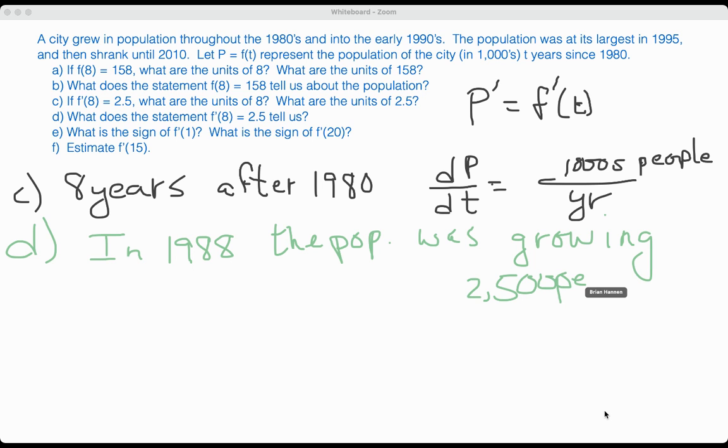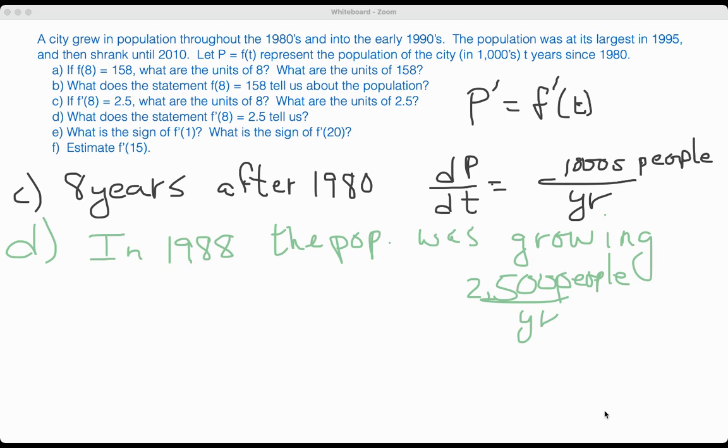Oops. People per year. I tried to make 2,500 people. The people ended up being a zero, but I think I fixed that. When you're looking at a derivative, it's not just dy over dx. It could be whatever variables are in that problem.